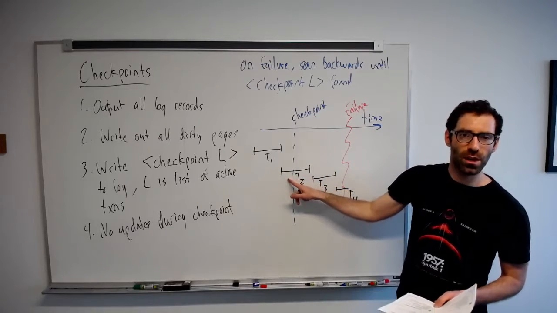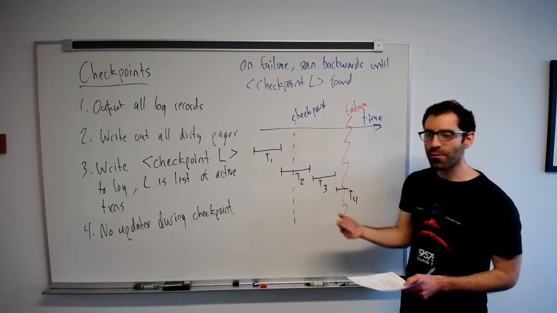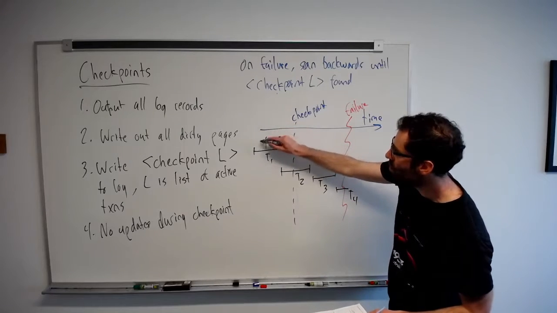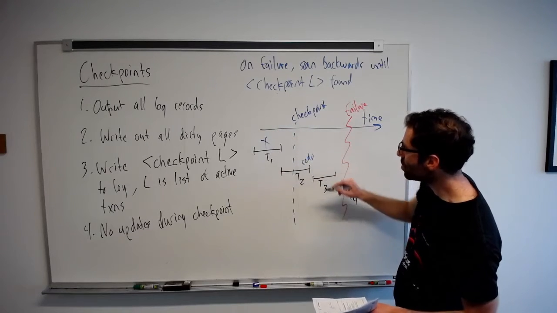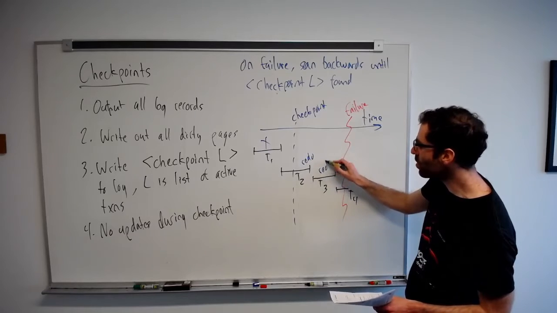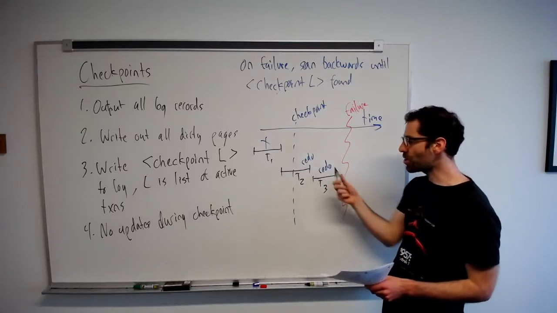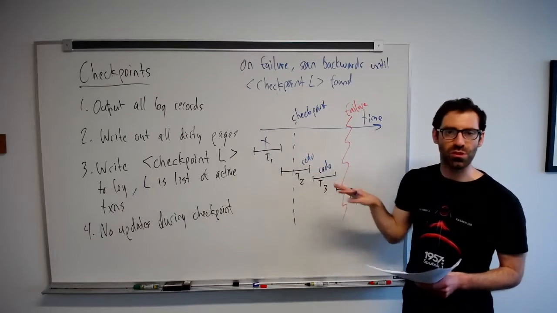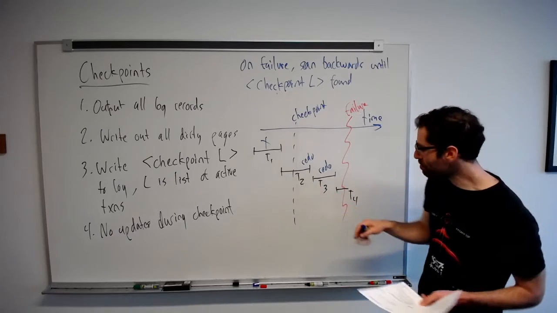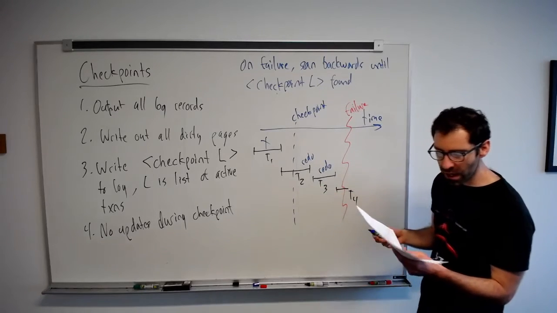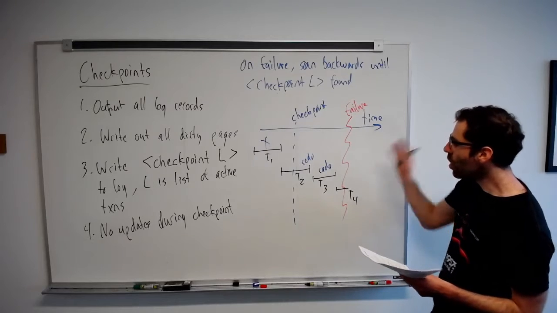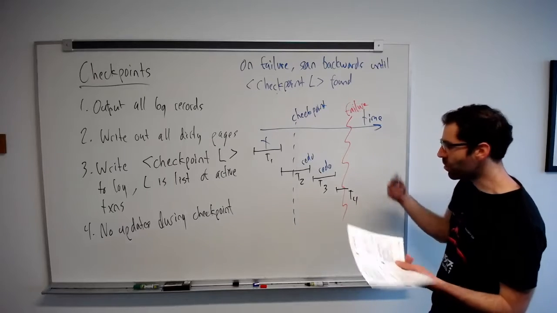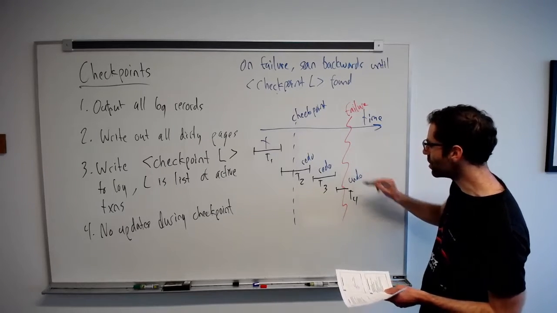T2 is active during the checkpoint. T3 started after. T2 we're going to need to redo. T3 we're going to need to redo, because both of these actually completed before the failure, so we just want to restore their state. And finally our T4, which was active at the failure, never got to complete. So to put the database in a consistent state, we would need to undo this one.